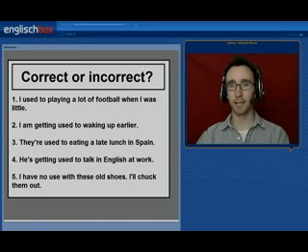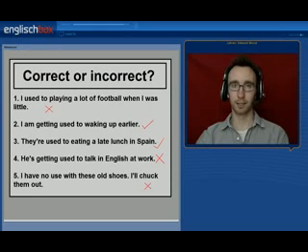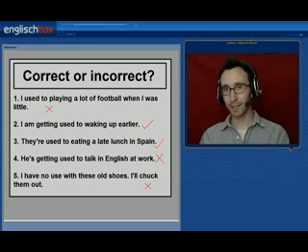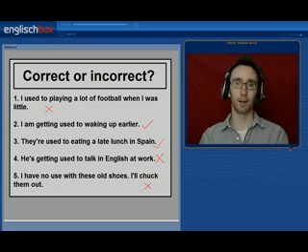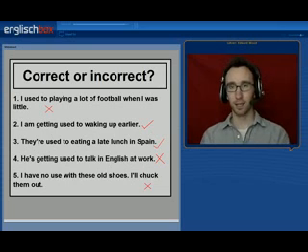So pause the video, complete the exercises. Are you ready? Well, let's see if you got the answers correct. So number 1 is incorrect. Number 2 is correct. Number 3 is also correct. And number 4 and 5 are both incorrect. In the comments section, I'd like you to tell me why these sentences are incorrect.